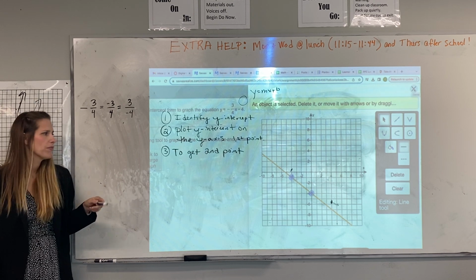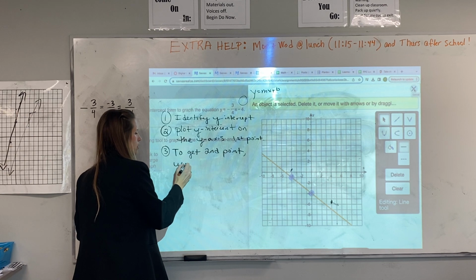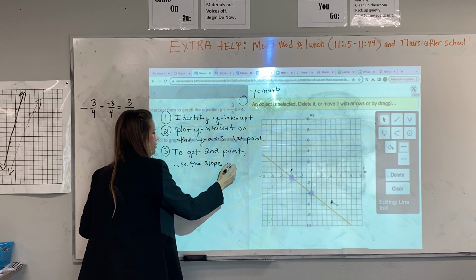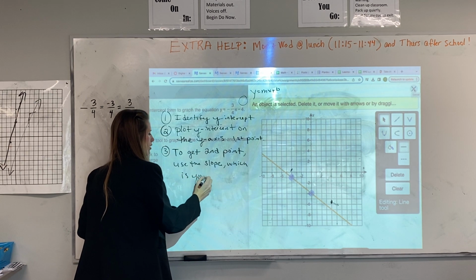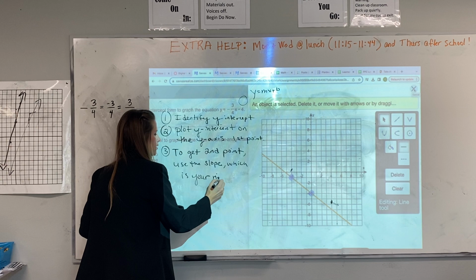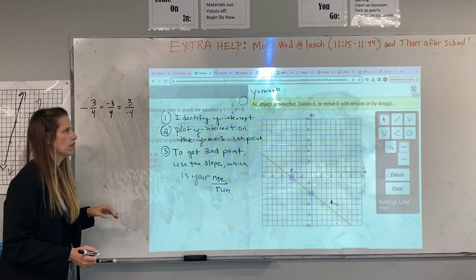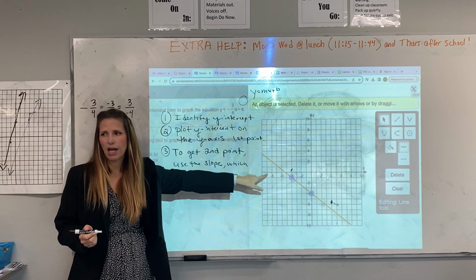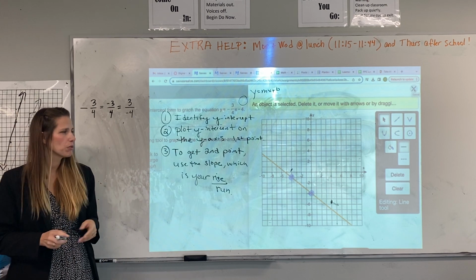Are you guys with me? So to get your second point, use the slope, which is your rise over run. And double check. If your slope says it's a negative slope, make sure your line's going down.